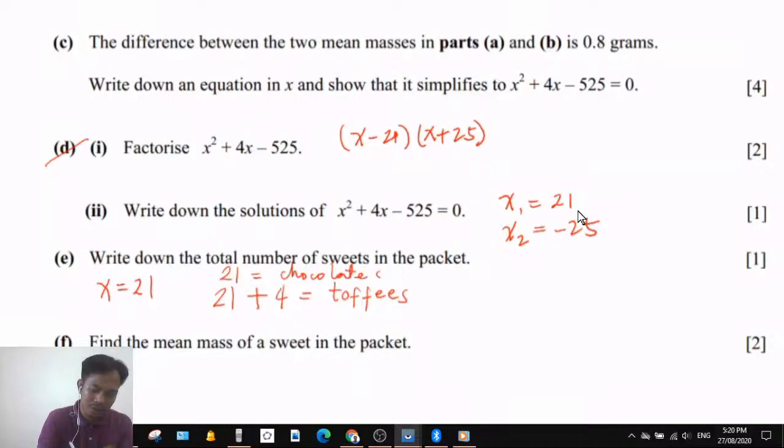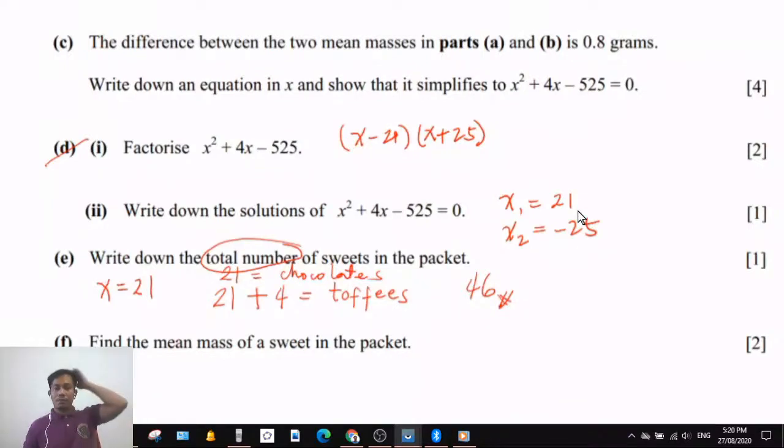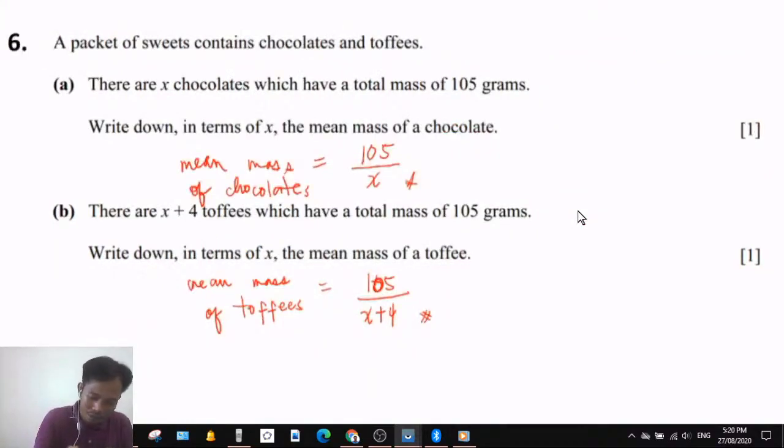Okay, we are looking for the total number of sweets. 21 plus 25 I'll have now 46. So the answer here is 46. Okay. Remember, it says you have this x plus 4 toffees.